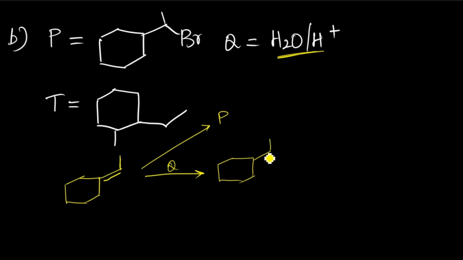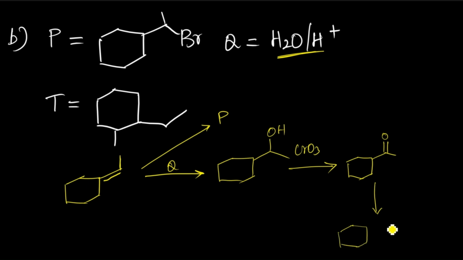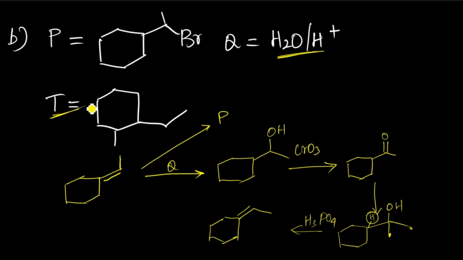Which makes this OH. Then with chromic oxide again, it will form a ketone. With methyl magnesium bromide, the double bond O part will become OH, and a methyl group will get added, followed by dehydration. You can't take the hydrogens that will form a terminal alkene, so I'm removing hydrogen from here. Okay, which makes a product like this, which is not T. So this is not our correct answer.